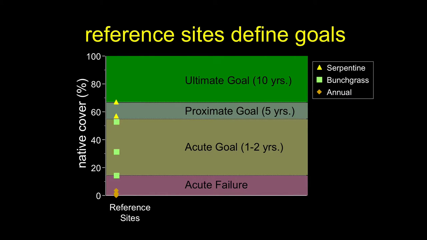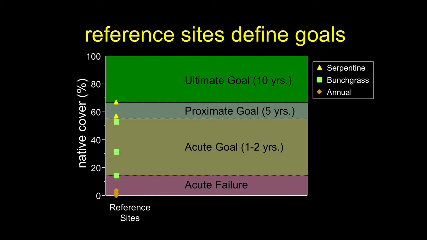Here's one approach that you can take to using reference sites to determine what is success or not. On the left, I'm showing you the proportion of native cover in our grassland, and the reference sites are there. The reference sites are just the reference sites. I initially didn't pick them for one specific reason. They just seemed to be potential reference sites for one reason or another. I've colored them here so that our annual grassland sites are the brown diamond, the bunch grass sites are the green square, and the serpentine sites are the yellow triangle. Recall that the serpentine and the bunch grass sites will have a higher proportion of natives than our traditional annual grassland site. All I've done is use the data to make these colored blocks.